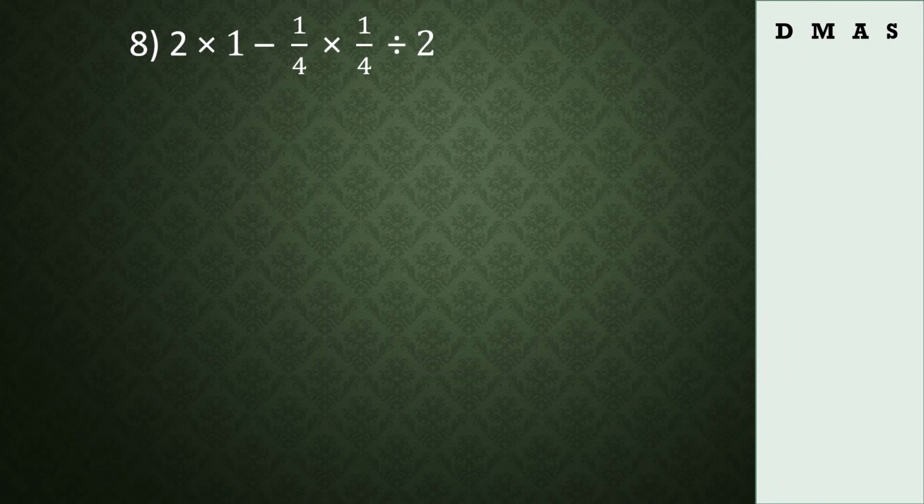Let's solve one more question. Question number 8. 2 multiplied by 1 minus 1 upon 4 multiply 1 upon 4 divide by 2. Now tell me, according to Demas, what we have to solve first? Yes, division. So write 2 multiplied by 1 minus 1 upon 4 multiply 1 upon 4 as it is. To divide, first change division sign to multiplication sign and multiply by the reciprocal of 2, which is 1 upon 2. Now we have multiplication and subtraction. So tell me, according to Demas, what we have to solve first? Multiplication or subtraction? Yes, multiplication.